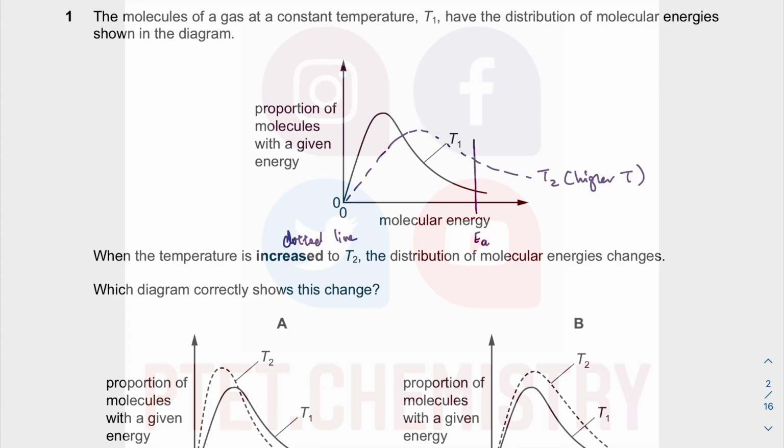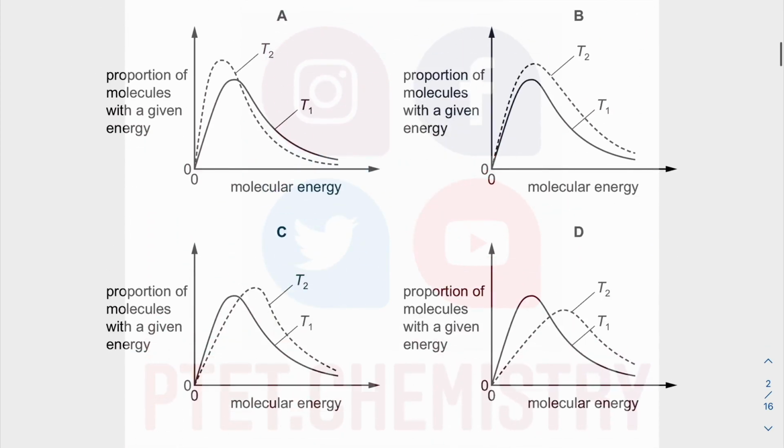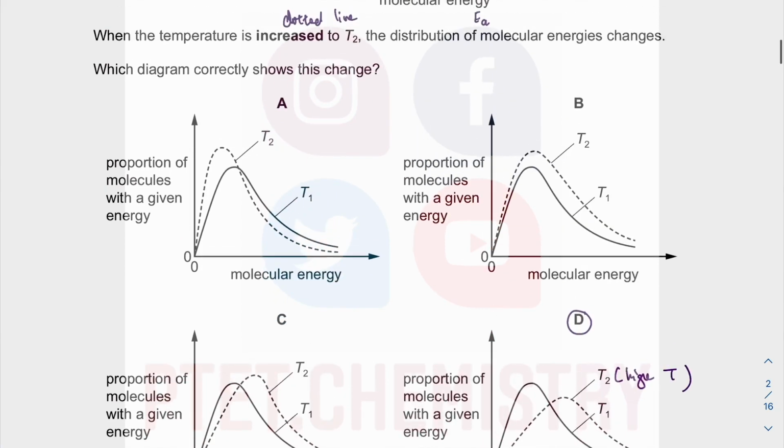The maximum proportion of molecules with a given energy decreases because overall you have more molecules that have higher energy. You increase the proportion of effective collisions. That's why the rate increases. Alright, so the graph must have skewed to the right, and the only one correct and sensible there is option D. So option B has not shifted.